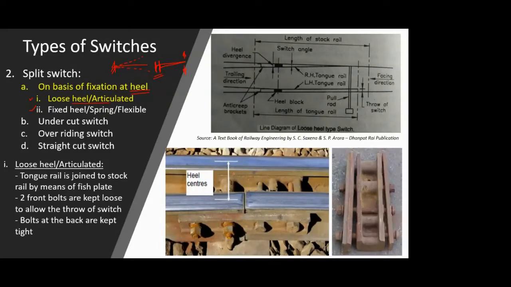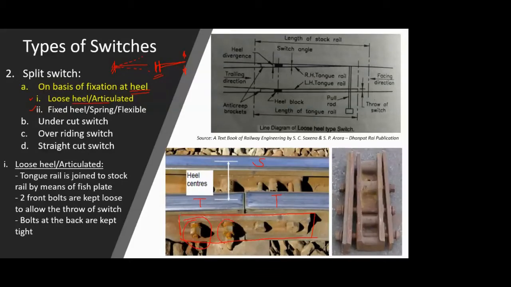Now what is done is, loose heel or articulated split switch is nothing but at the heel section you have a fish plate assembly. This is the fish plate, and this fish plate is used because it is connecting the stock rail to this tongue rail. This is the tongue rail, and it is connecting these, both are tongue rails. So the stock rail and the tongue rail are joined together at this heel section with the help of this fish plate and these fish bolts.